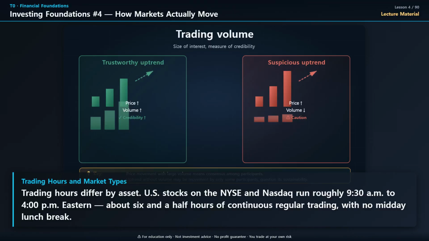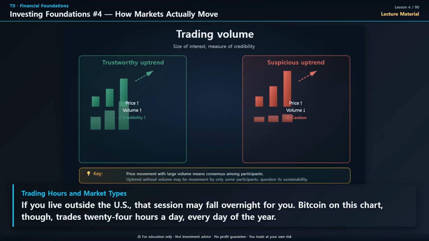Trading hours differ by asset. U.S. stocks on the NYSE and Nasdaq run roughly 9:30 a.m. to 4 p.m. Eastern, about 6.5 hours of continuous regular trading, with no midday lunch break. If you live outside the U.S., that session may fall overnight for you. Bitcoin on this chart, though, trades 24 hours a day, every day of the year.